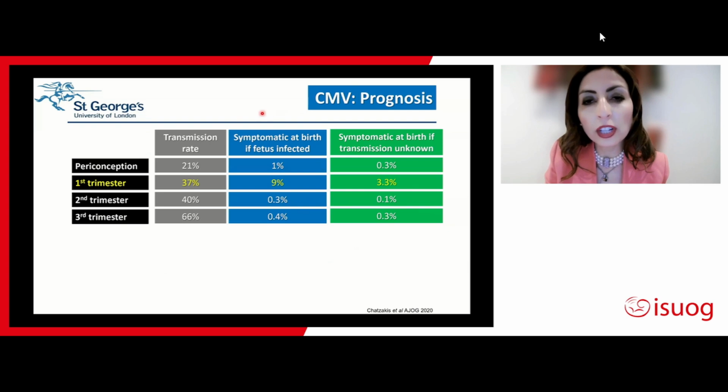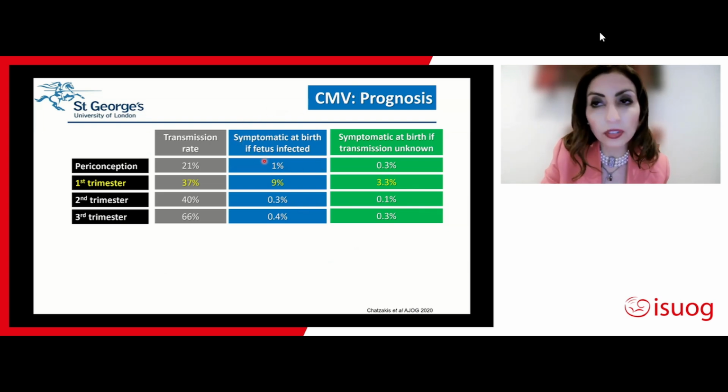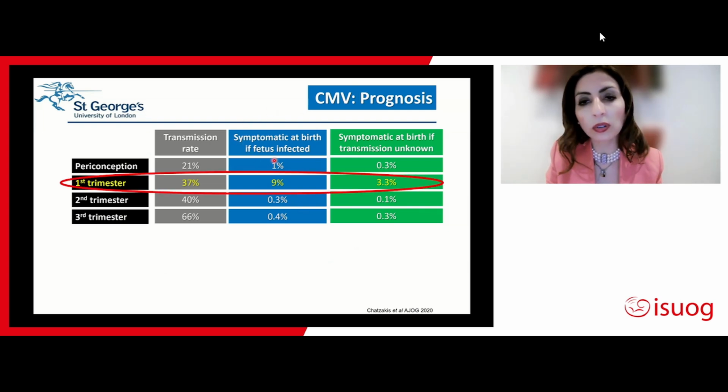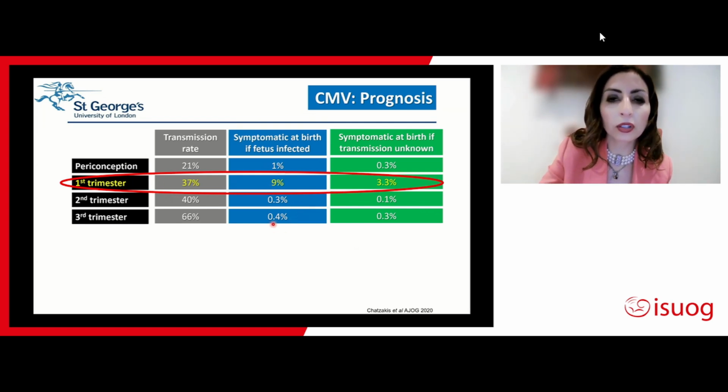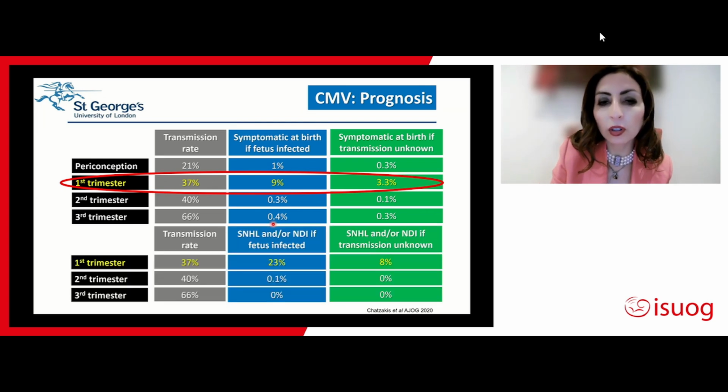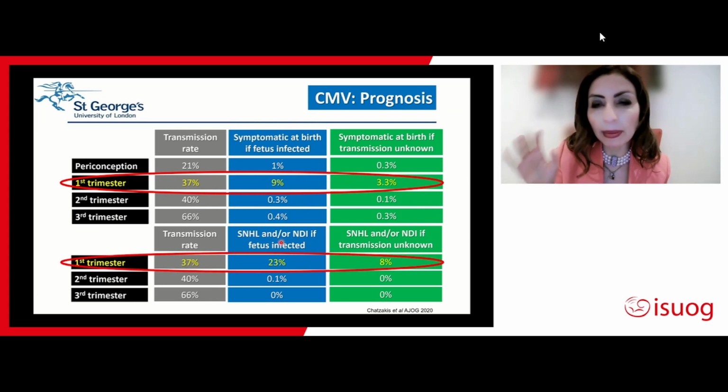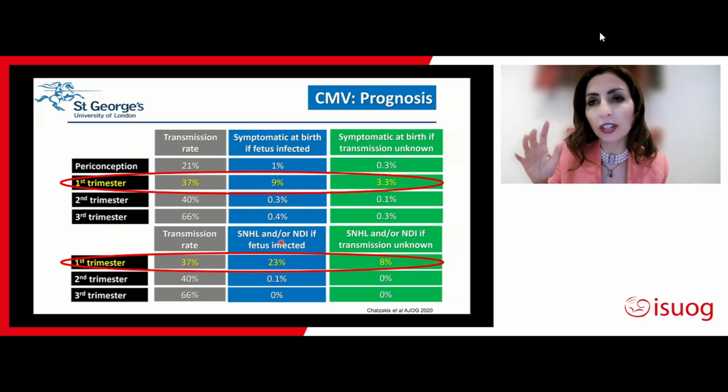What about the chance of being symptomatic at birth if the fetus is infected, or even if the fetus is not infected? You see the risk is much higher if it occurs in the first trimester compared to the third trimester. And again, if you look at the chance of sensorineural hearing loss or neurodevelopmental impairment, again, the risk is mainly in the first trimester. So there is more and more evidence that the infection that really matters is the one that occurs in the first trimester or in the periconceptional period.